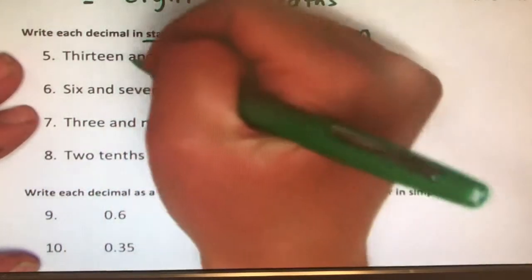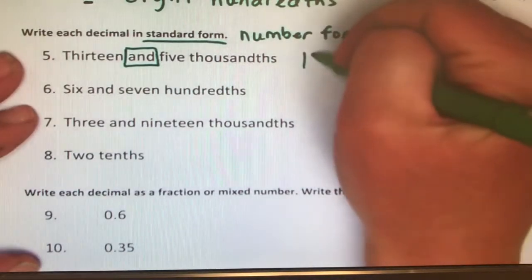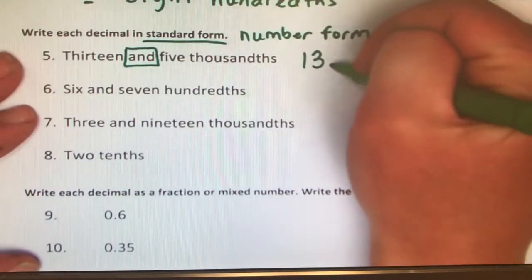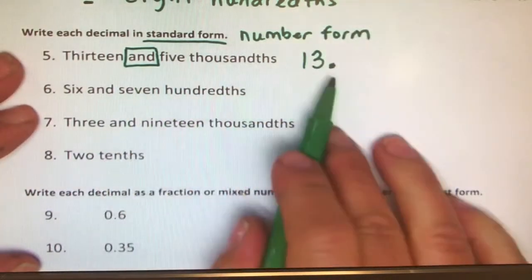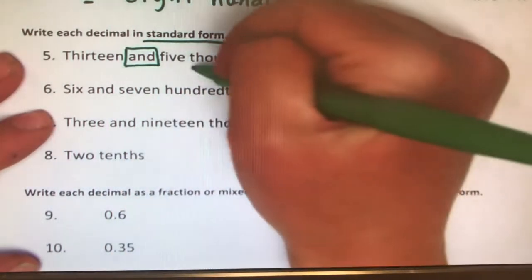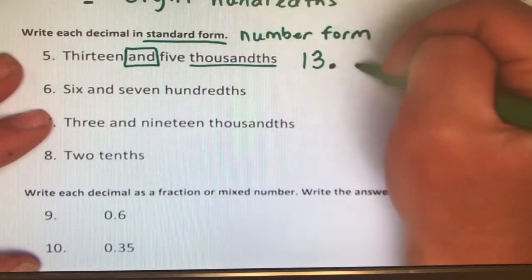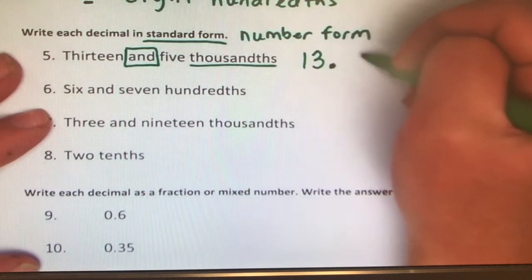So anything before the and, I like to put a box around it sometimes. Anything before that is my whole number, 13. The and word signals my decimal, 13 and 5 thousandths. So be careful because some people might just put a 5 here after the decimal. That would be 13 and 5 tenths.